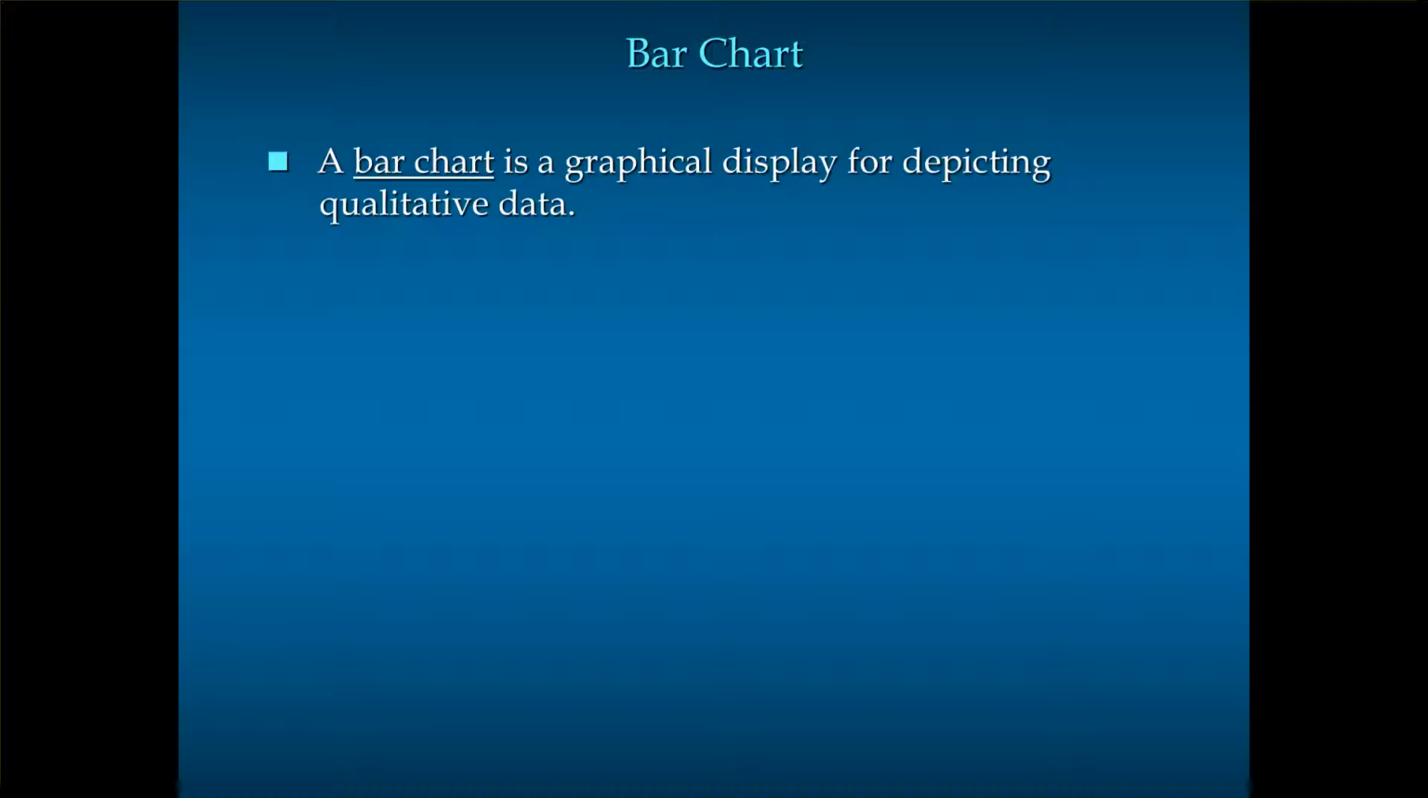A bar chart is a graphical display for depicting qualitative data. So the frequency distribution is a tabular way of depicting qualitative or categorical data, but the bar chart is a graphical display. So you can think about the bar charts you've seen before. It's more colorful.